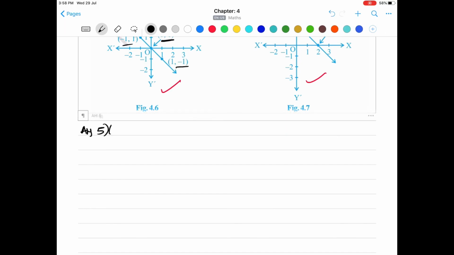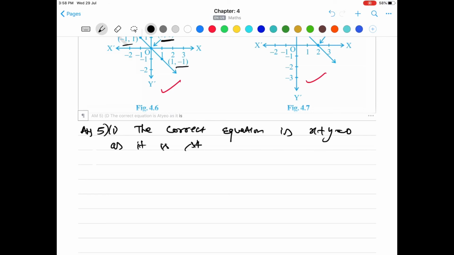So answer number 5, part 1, the correct equation is x plus y equal to 0, as it is satisfying the points on the graph.